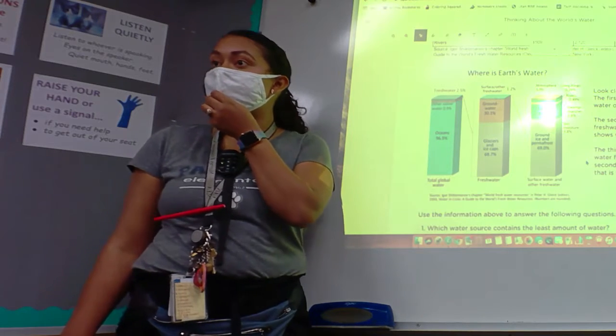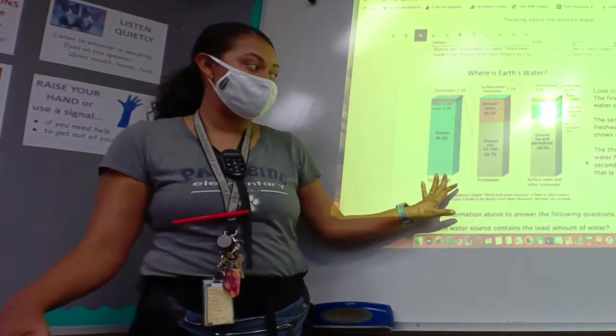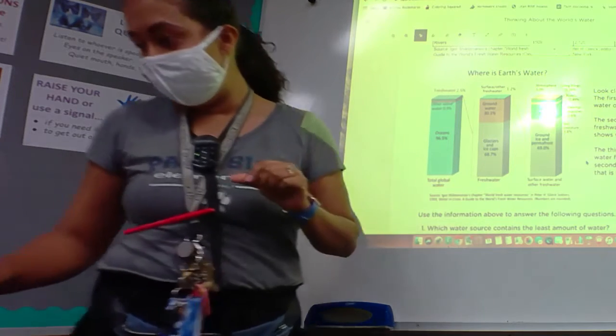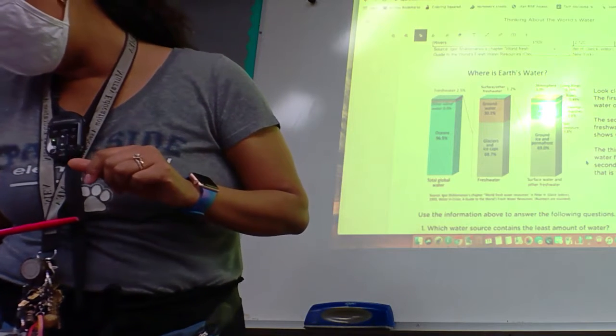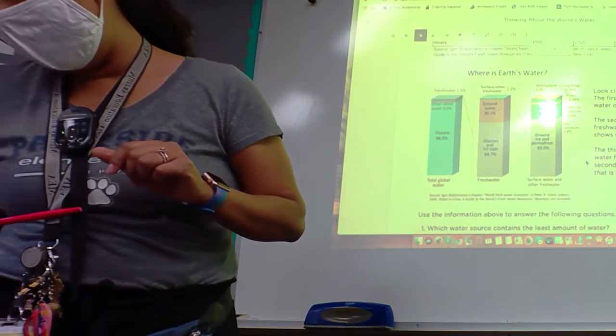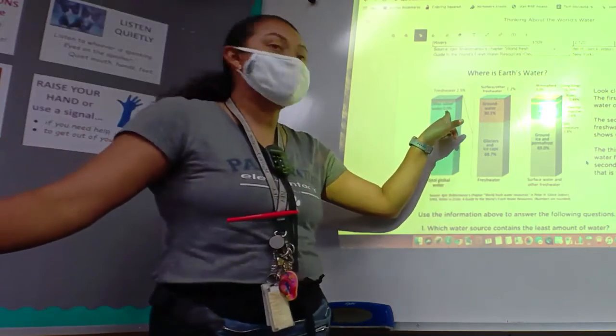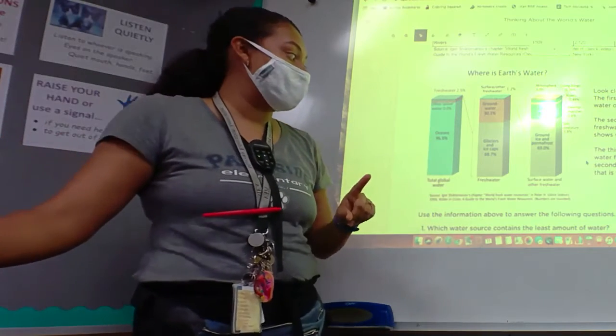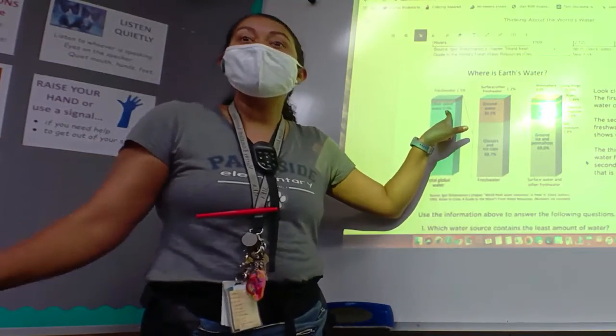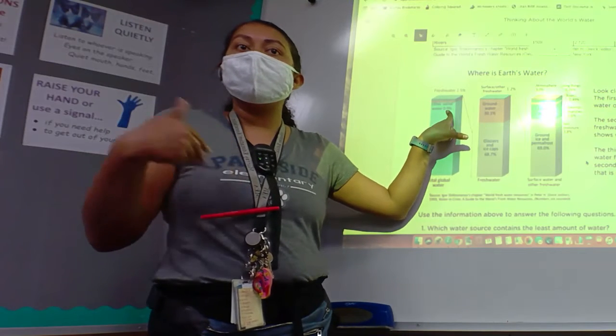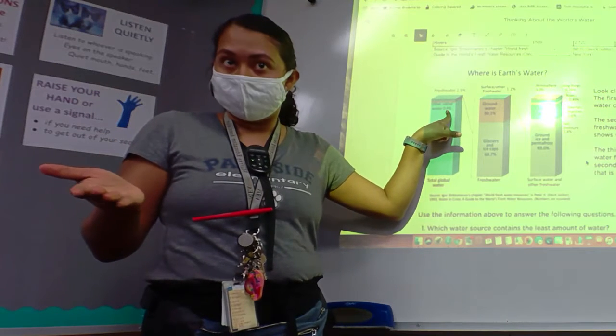Sophie, take your hood off, please. Okay, so what percent is the other saline water? So other is 0.9, so almost 1%. That's other salt water that is in lakes and reservoirs.